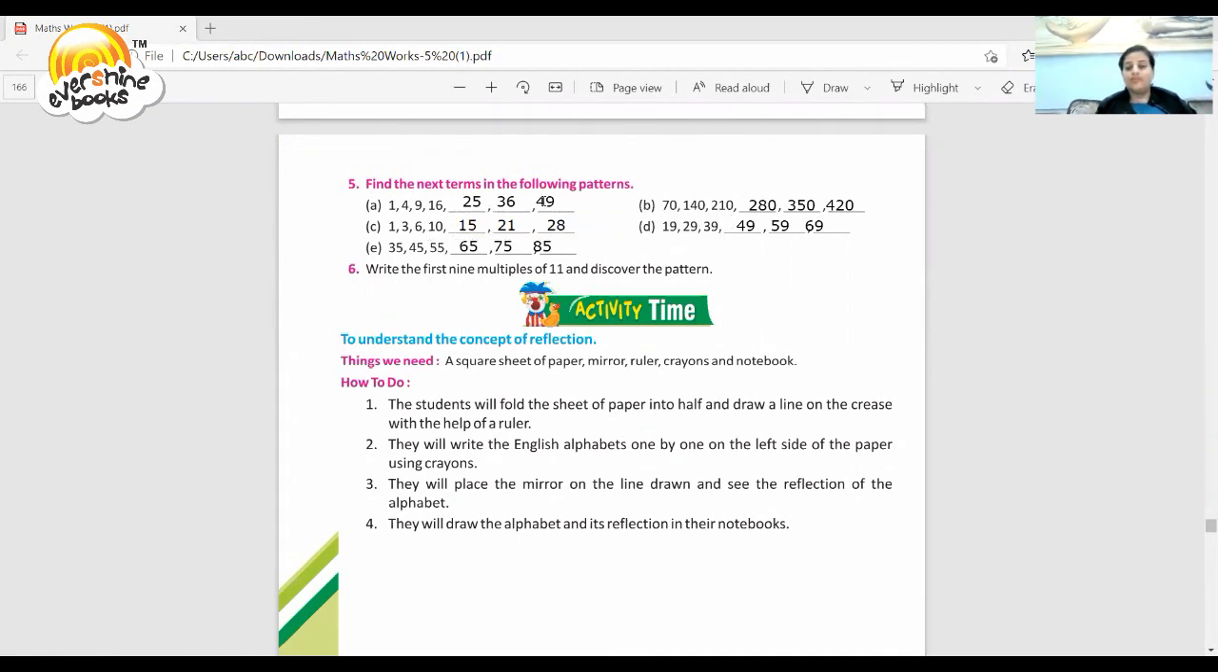And here you have to see what pattern is going to be followed. Accordingly you have to do all the pattern writing and symmetrical sums.